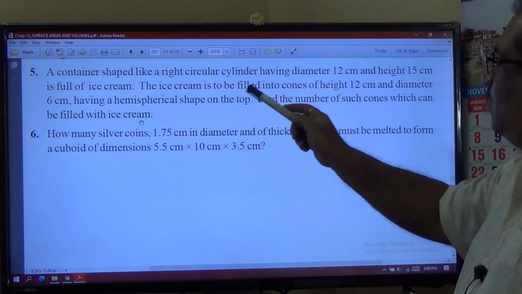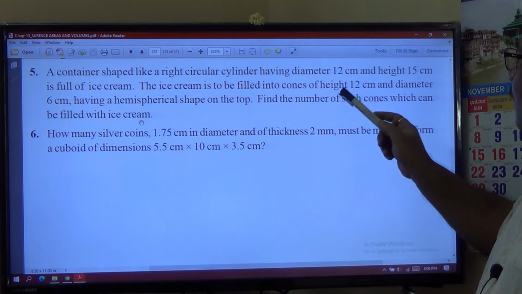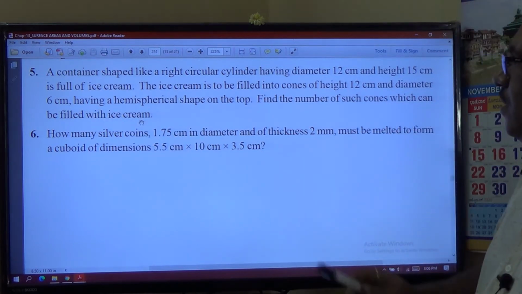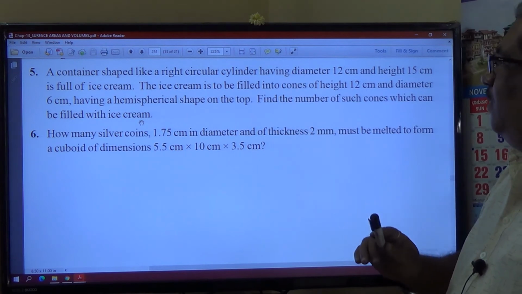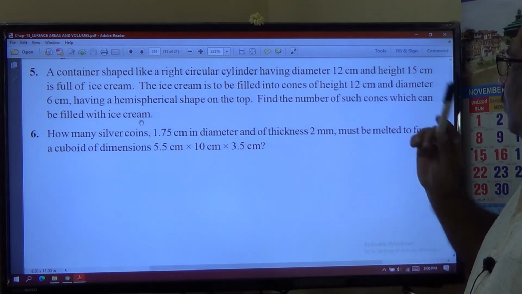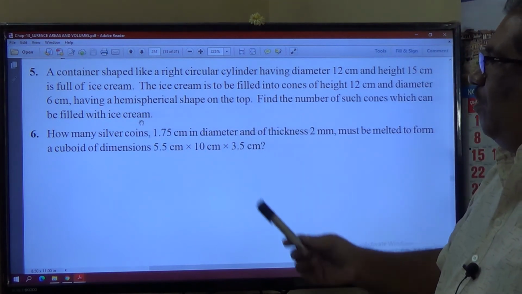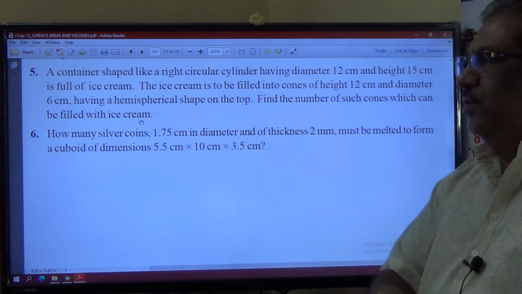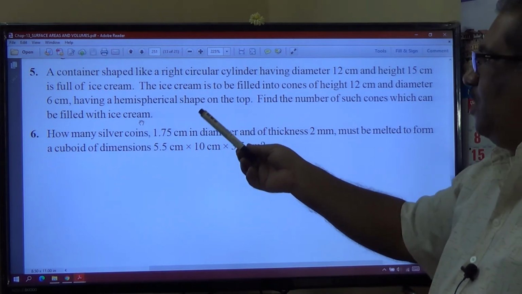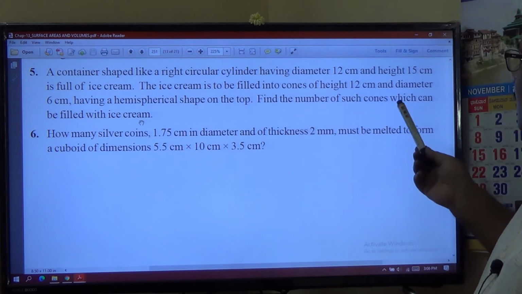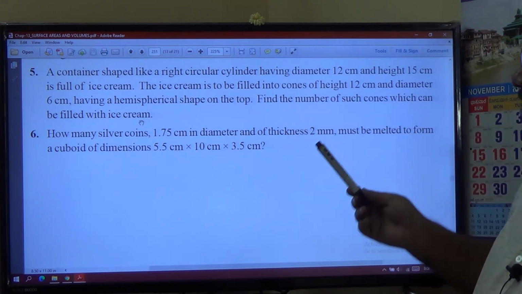The ice cream is to be filled into the cones of height 12 centimeter and diameter 6 centimeter. So that ice cream is to be filled into cones having a hemispherical shape on the top. A cone with a hemispherical shape on the top, that is how we have to fill up the ice creams in the cone. Find the number of such cones which can be filled with ice cream.